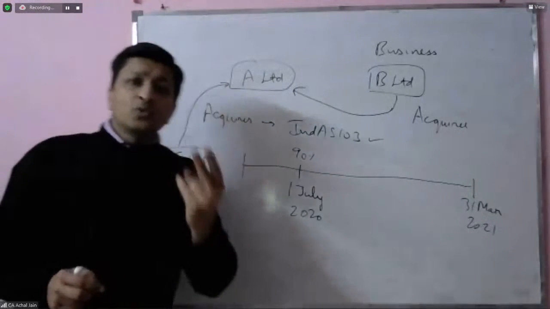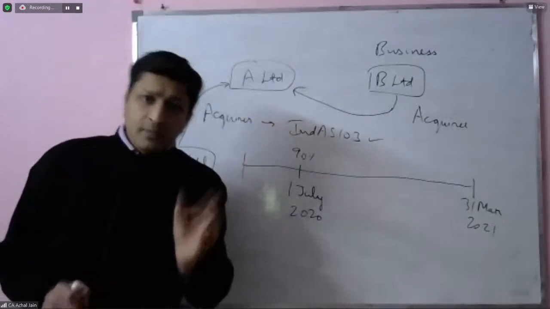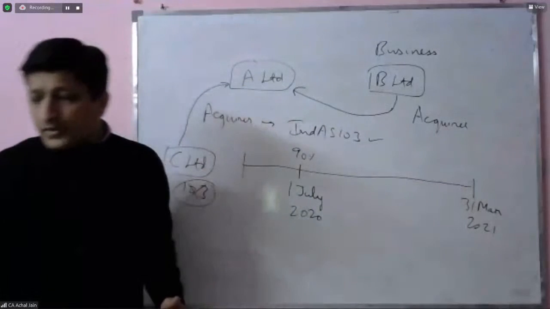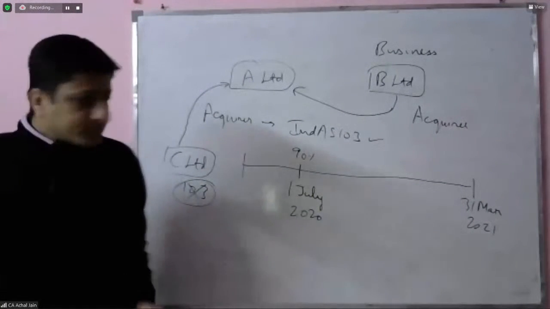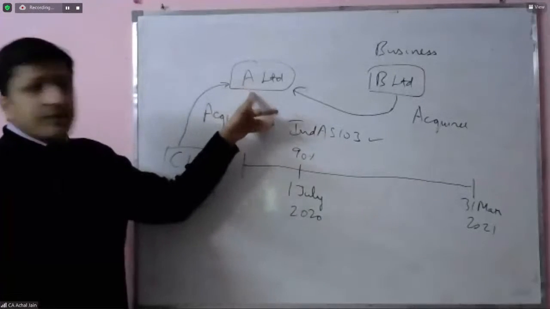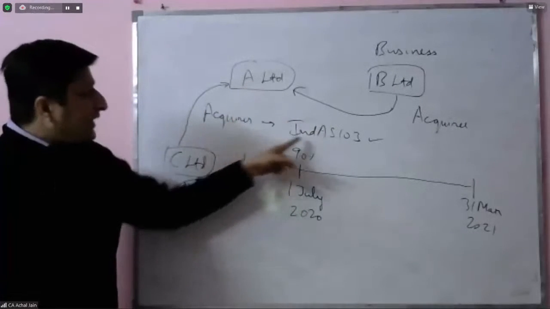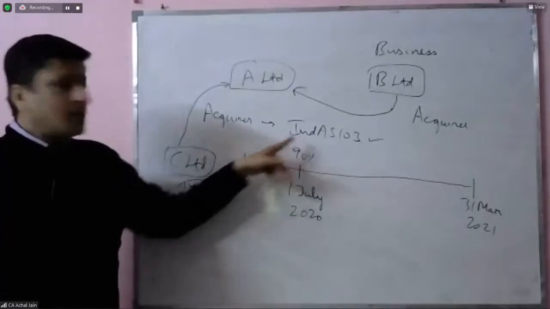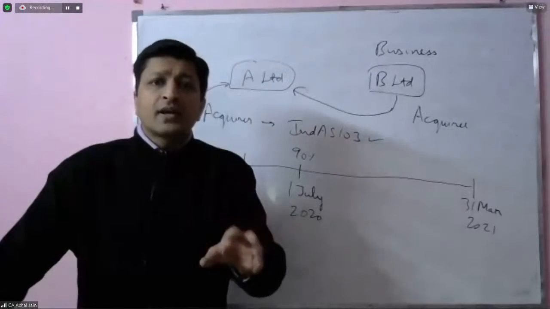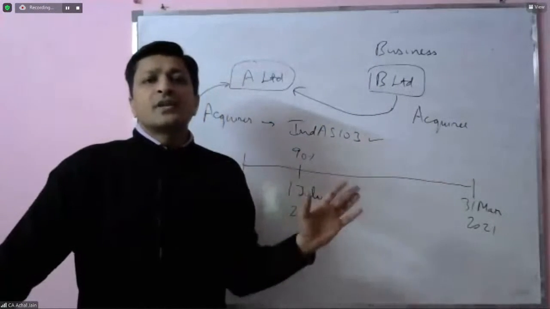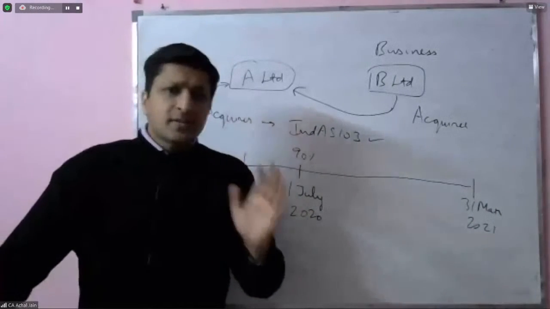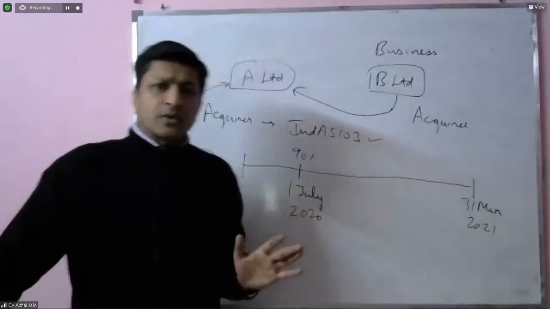Now there are two things which you again need to remember, and you can just please note down all of these points, because these are very important for the purposes of your notes. On 1st July 2020, A Limited will do the accounting as per Ind AS 103. But after 1st July 2020, no further accounting as per Ind AS 103 is required to be done. Except in a particular situation, in an exceptional situation, we'll talk about that separately.